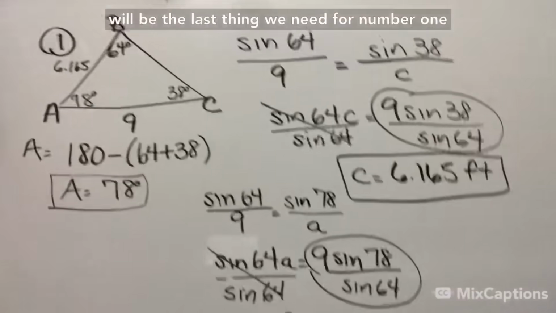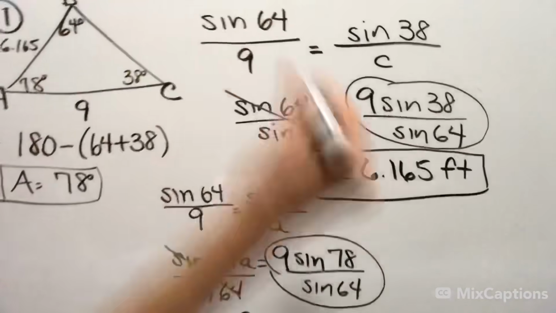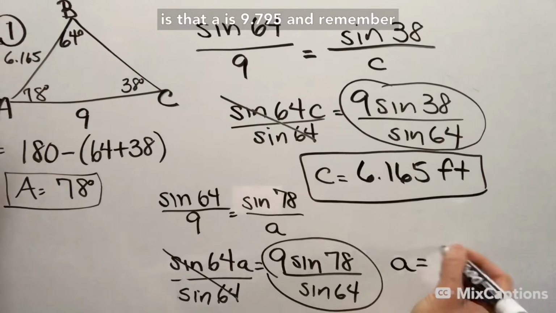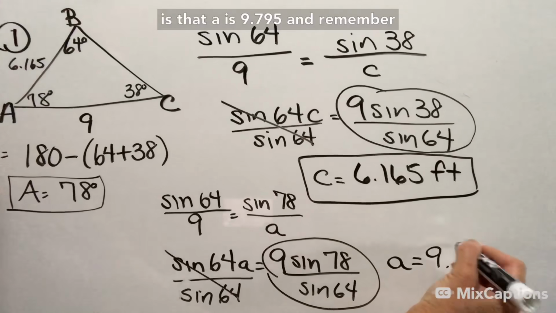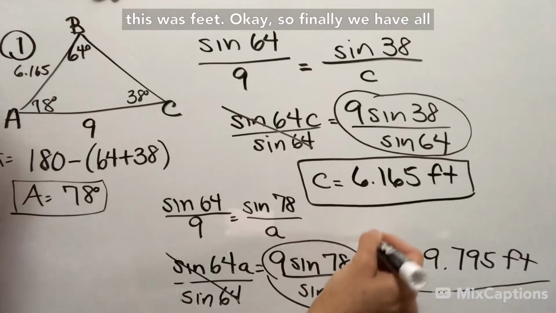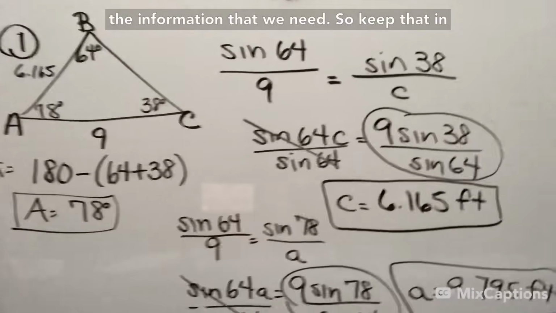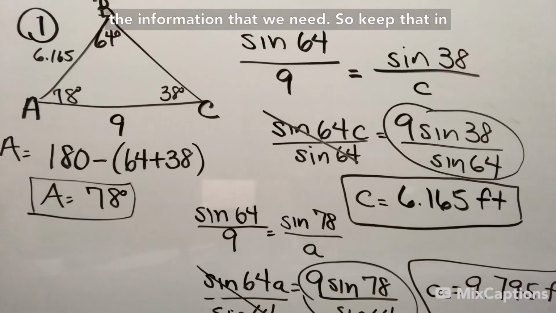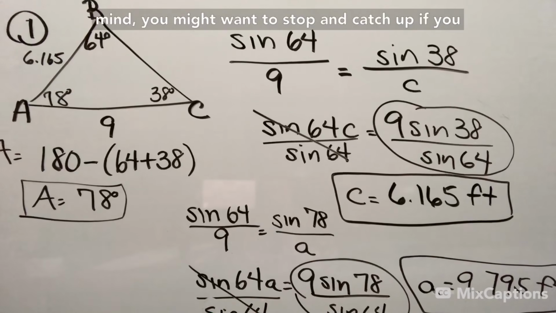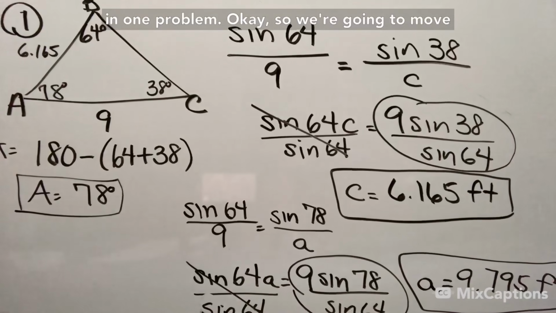So that will be the last thing we need for number 1, is that A is 9.795, and remember this was feet. Okay, so finally we have all the information that we need. So keep that in mind. You might want to stop and catch up if you didn't quite get all that. I know that was a lot in one problem.